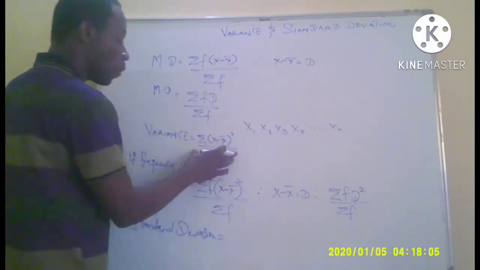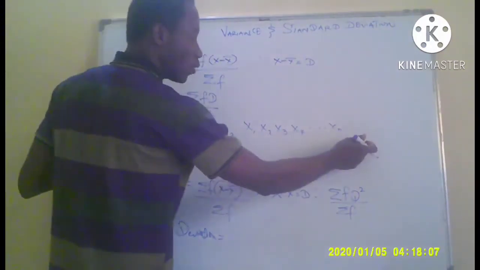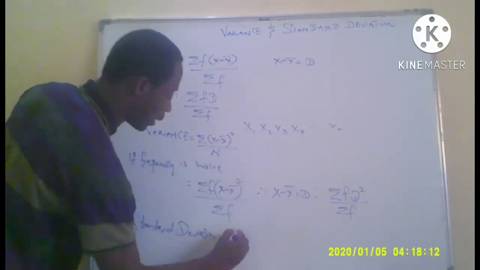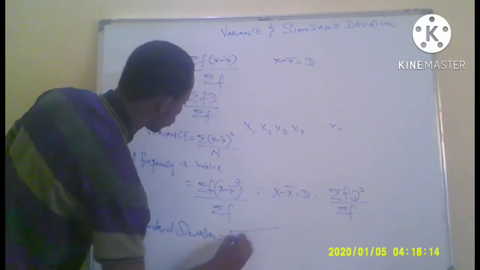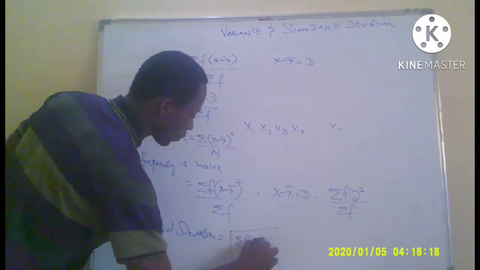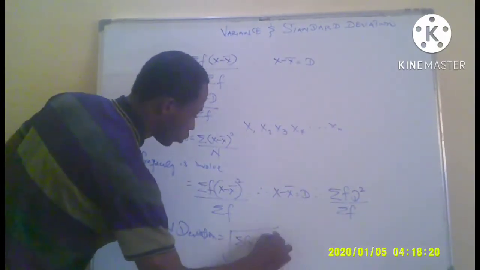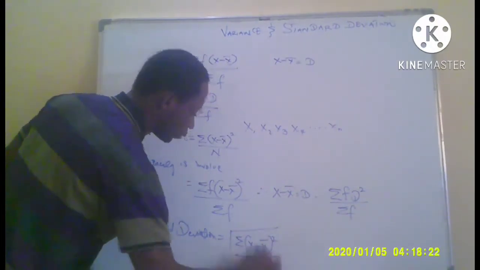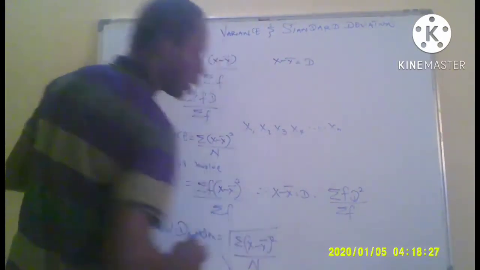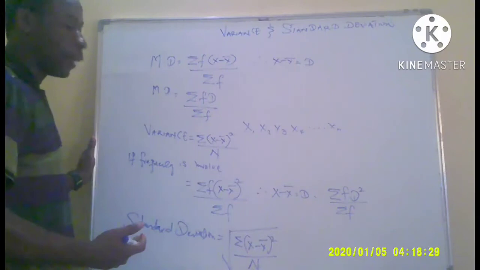So let's assume we are having variance to a certain number without the frequency now. We can say the standard deviation for this kind of variance is the square root of the sum of (x minus mean) all squared, all over n. Are you getting it?